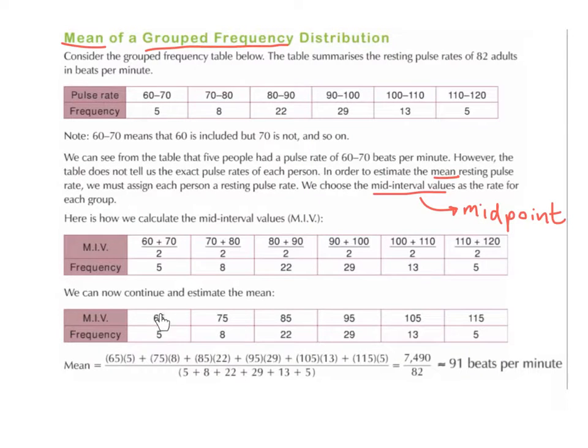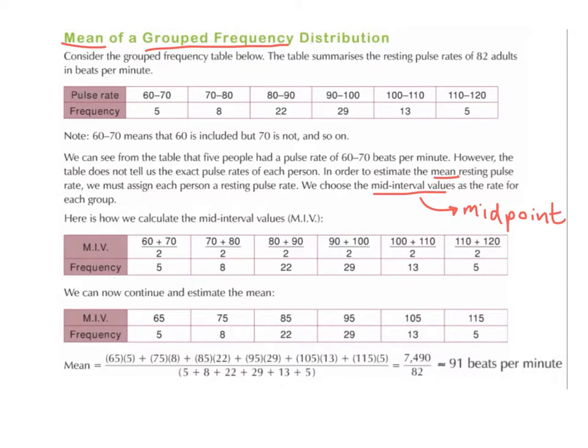So it's going to be 65 multiplied by 5 plus 75 multiplied by 8 plus 85 multiplied by 22 plus 95 multiplied by 29 plus 105 multiplied by 13 plus 115 multiplied by 5. And that's all divided by 5 plus 8 plus 22 plus 29 plus 13 plus 5.